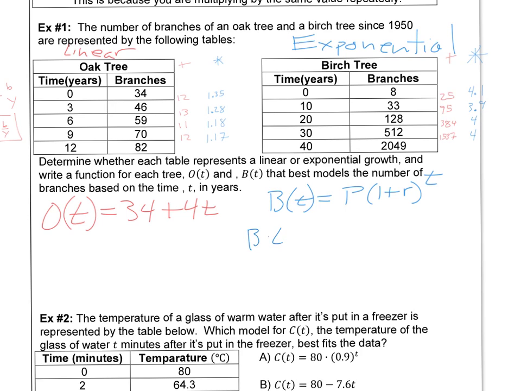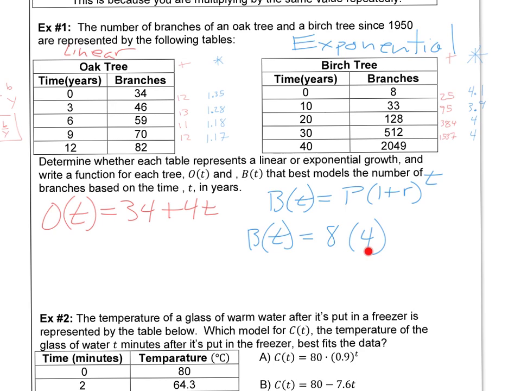We have b of t equals 8. And instead of 1 plus r, a way you could think about this is that we're adding 300% every time because we're starting with the initial amount and then we're multiplying it by 4. So that's like if you multiplied it by 3 and added it to the original, it'd be the same thing. So this is like saying 1 plus 3 for 300%. Or you could just say 4.